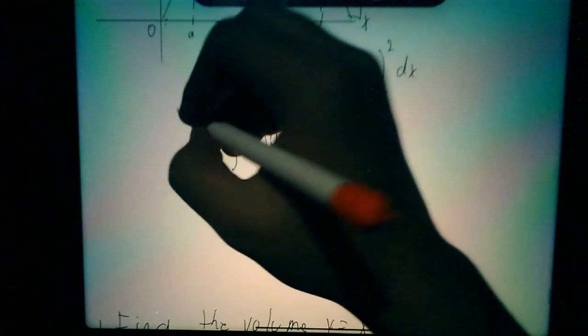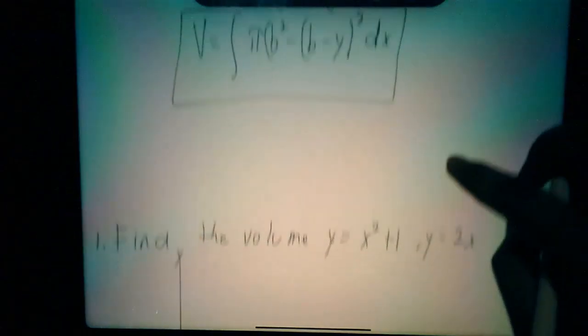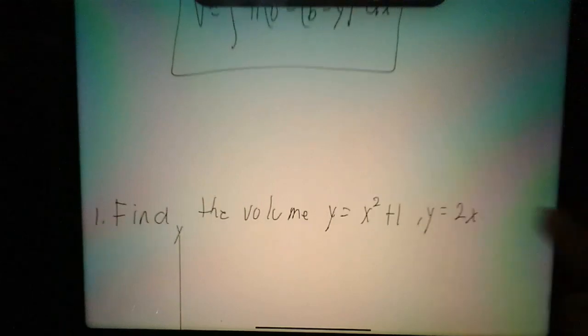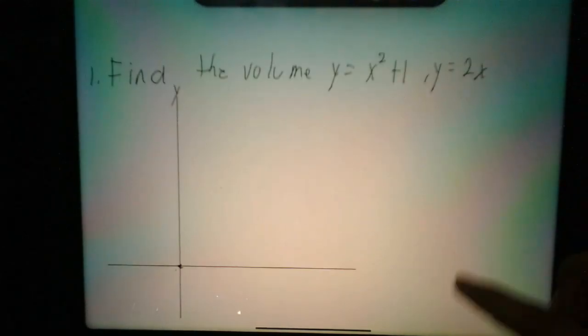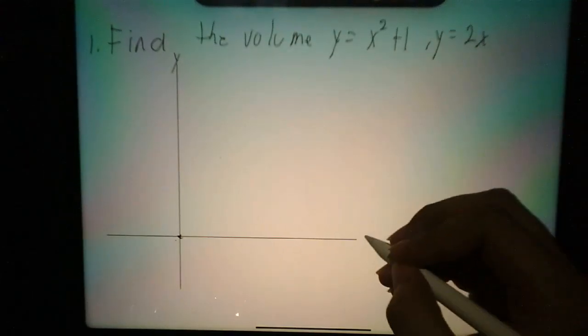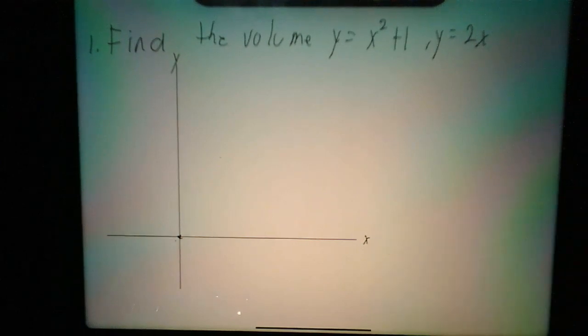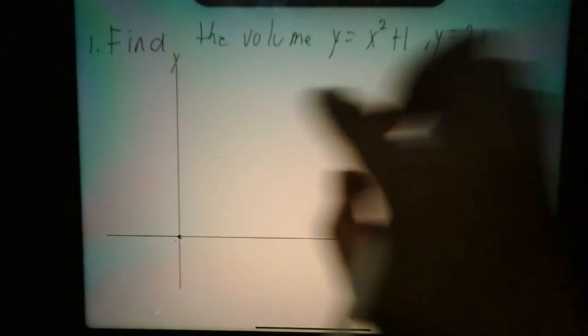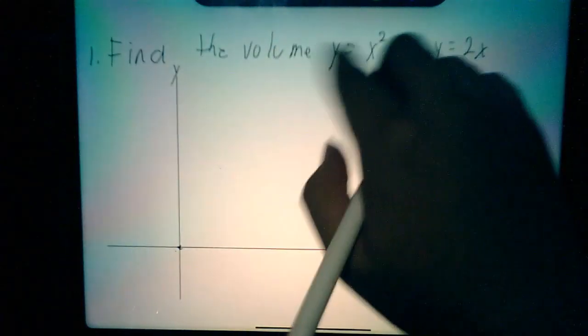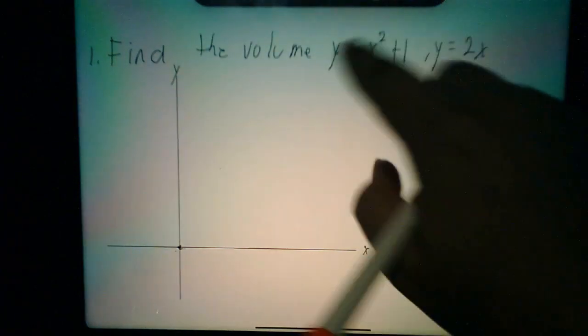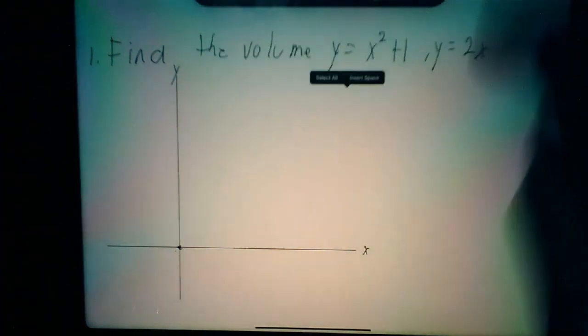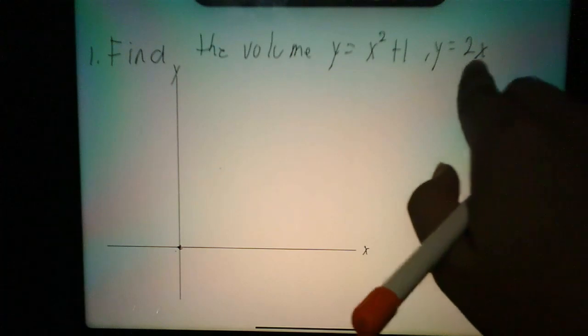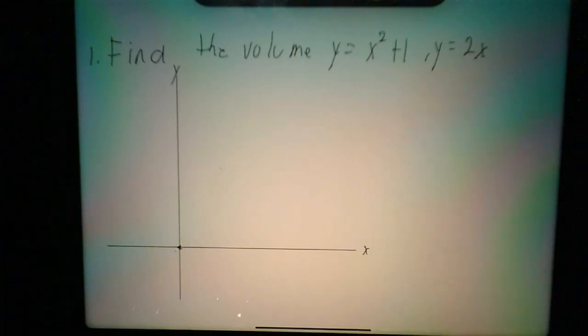So now this is our formula, and let's proceed to problem number 1 here. Find the volume bounded by y equals x squared and y equals 2x. So we have two different curves here. The first curve is a parabola, and the second equation is just a line.